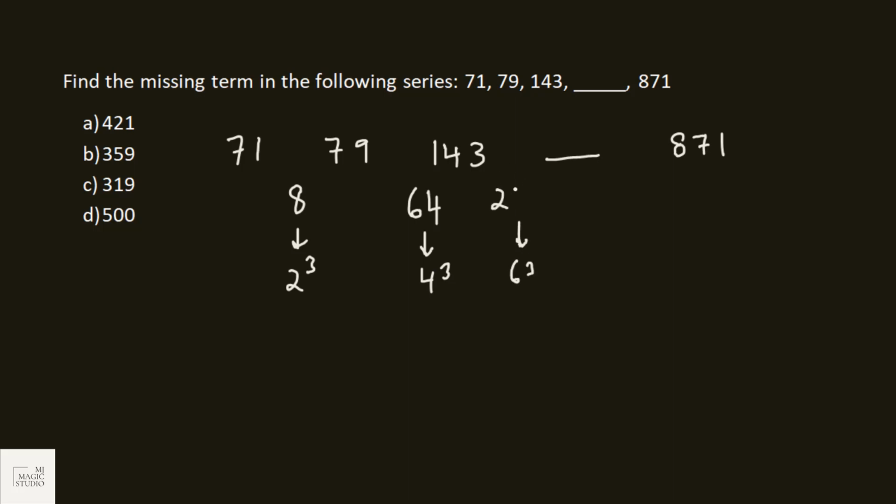6 cube is 216. 216 plus 143 is 359. And then next should be 8 cube, that is 512. So 359 plus 512 is 871. Bingo, fits in. 871 is the last term, after adding 512 to 359. 359 is the missing term. Option B is the pick.